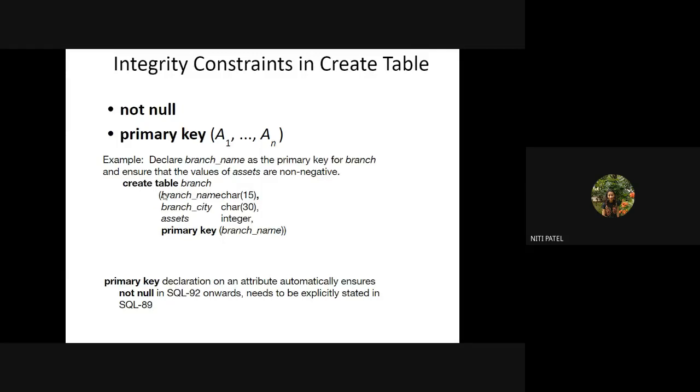Branch. What is the first column? Branch name, which has a data type as character. The second column is branch city, where the data type is char. The third column of the table is asset, an integer.